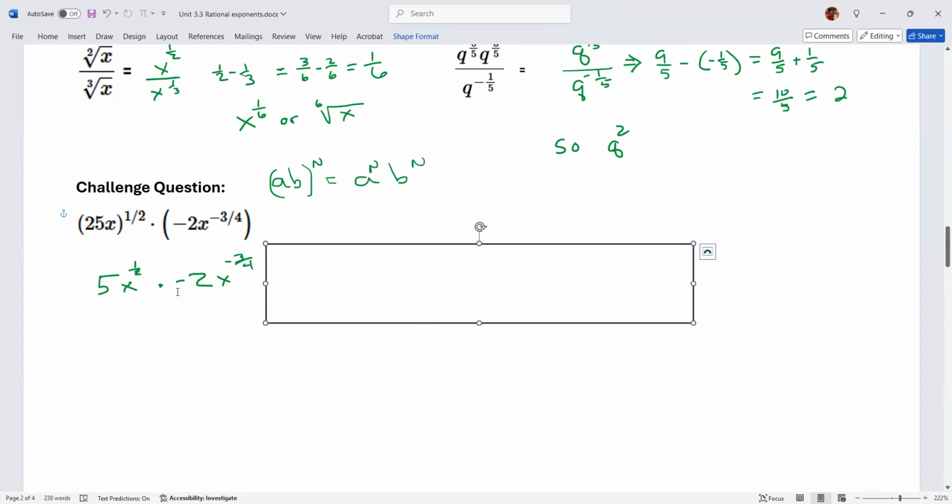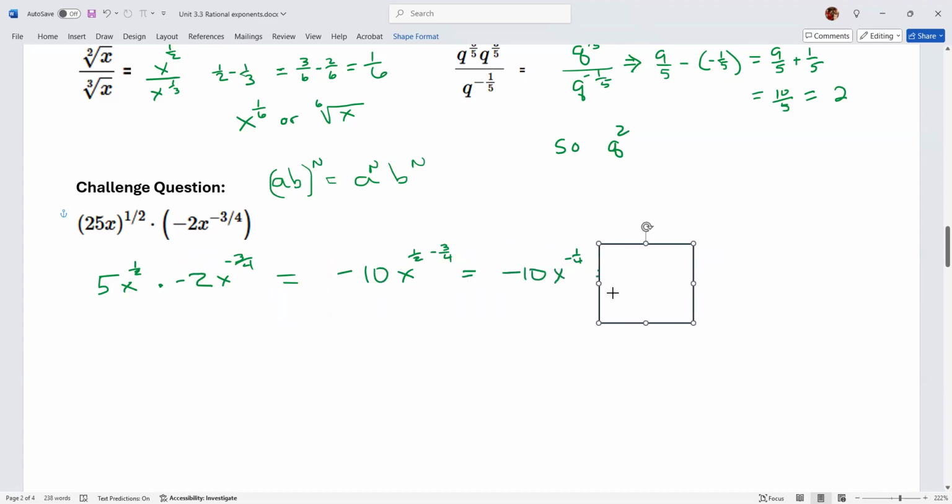And now what do I do? When I multiply the x's with the same base, I'm going to add the exponents, but I need a common denominator, right? And so 1/2 minus 3/4, I'm kind of not showing all the work here, but 1/2, the common denominator of 4 would be what? 2/4. 2/4 minus 3/4 is a -1/4. This right here is probably fine to answer it, I think, in the homework, just leaving the negative exponent.